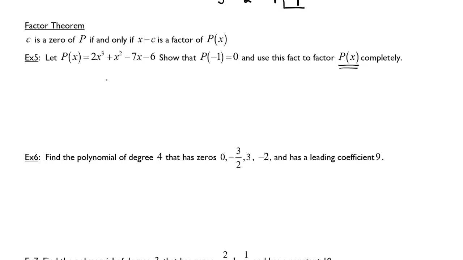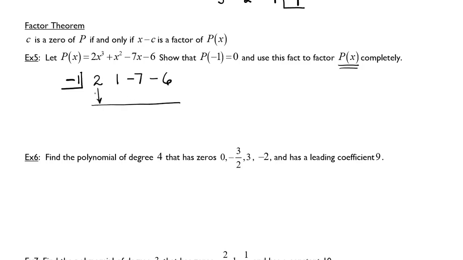And so we can use the previous theorem plus the factor theorem to identify the factors of a polynomial. Let's show that -1 is a root, or 0, of the polynomial 2x to the third plus x squared minus 7x minus 6.